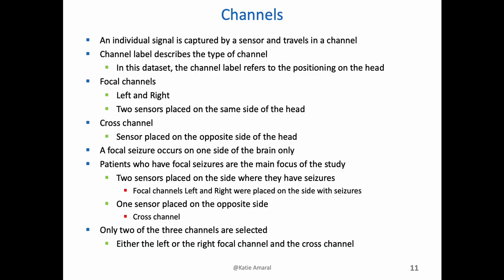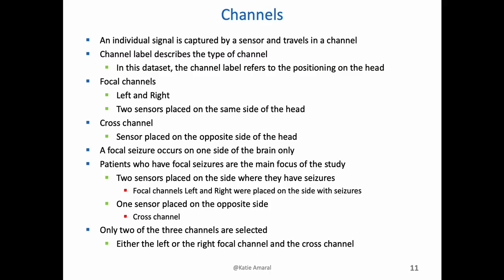An individual signal is captured by a sensor and is streamed through a data channel. The channel label describes the type of channel in this dataset. It refers to the positioning on the head. The focal channels, left and right, are two sensors placed on the same side of the head, and the cross channel is the sensor on the opposite side of the head.